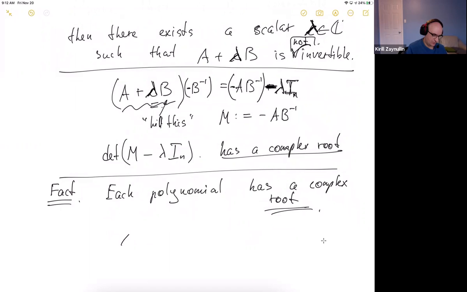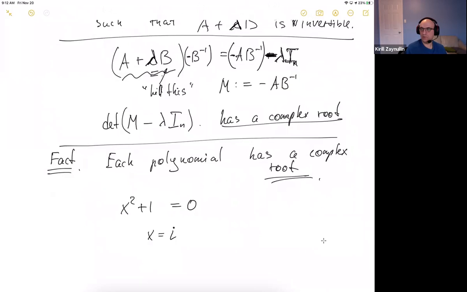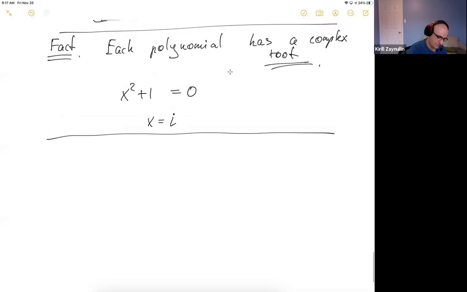For instance, if I look at this polynomial, it does not have any real root, right? There are no solutions over real numbers. However, over the complex numbers, yes, there is a solution. So it has a root over complex numbers. And this fact holds for any polynomial. You can take any polynomial, and it always has a complex root.